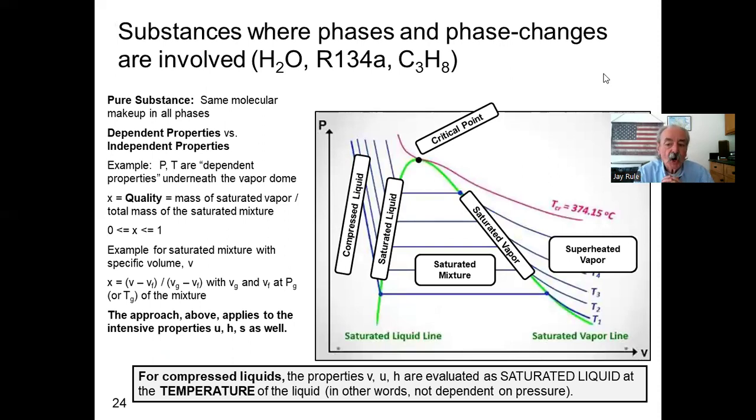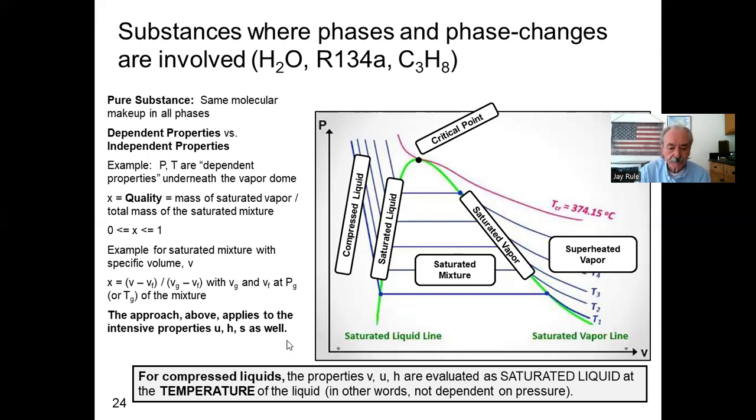How many times early in the semester did you draw a pressure-volume diagram with a vapor dome for substances that could change phase? And you got very good at identifying, depending on where your state is, under the dome, to the right of the dome, or to the left of the dome, what phase that substance was in. We're not going to dwell on that, but that's a good thing to remember: PV diagram, what's the phase?